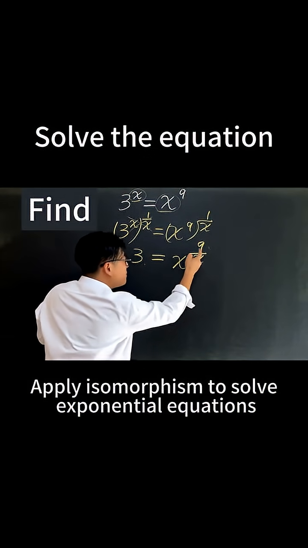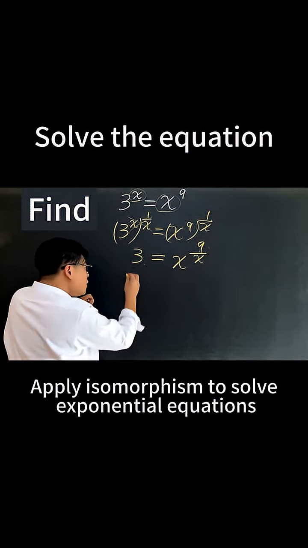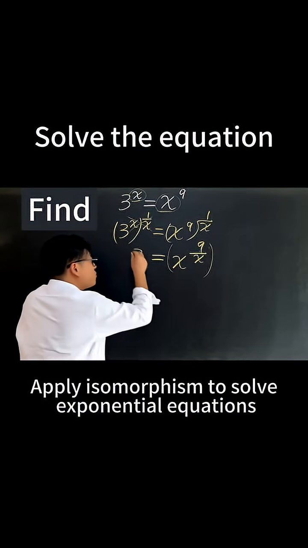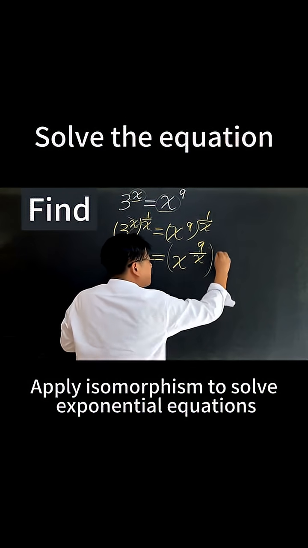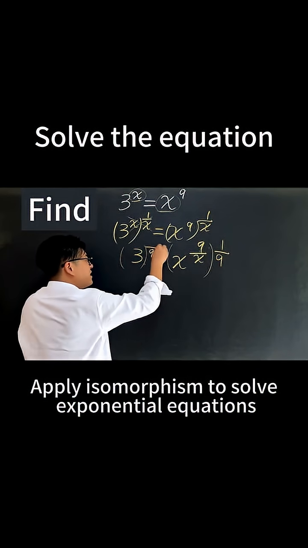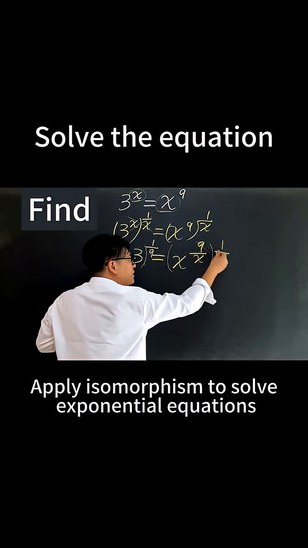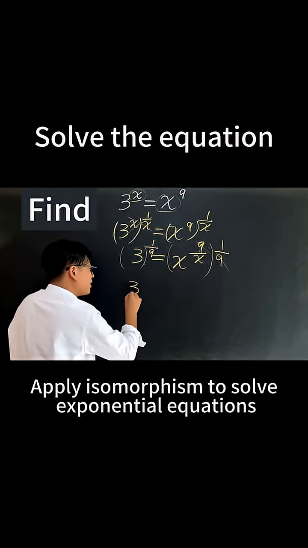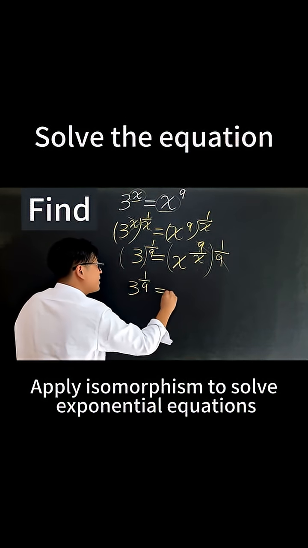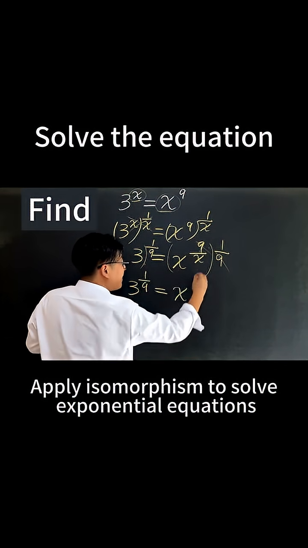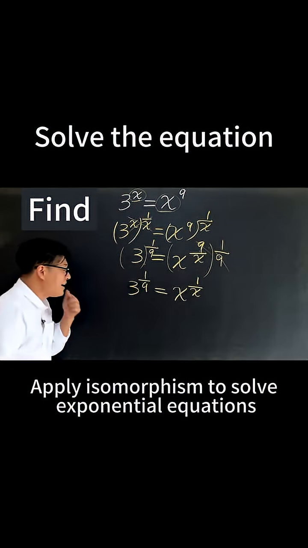So, can we also eliminate this 9? If I take both sides to the 1/9 power at the same time, does that also eliminate the 9? Then what does the left side become? 3 to the 1/9 power equals x to the 1 over x power, right? See, we're almost using the isomorphism method now. We're getting close to the answer.